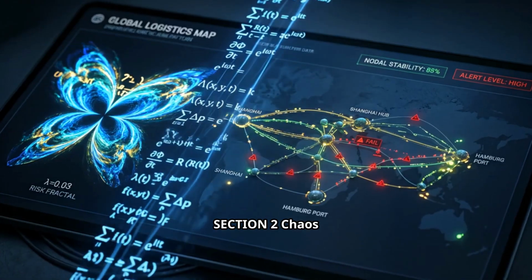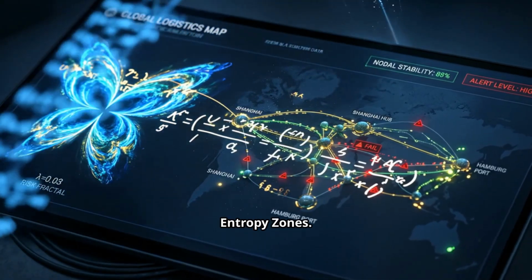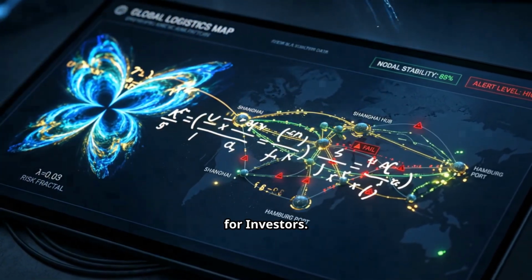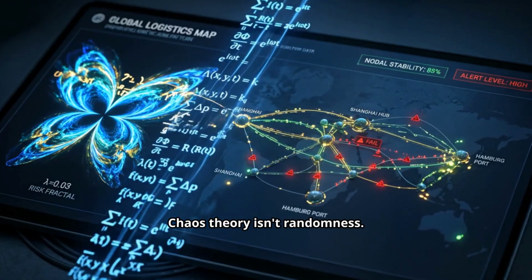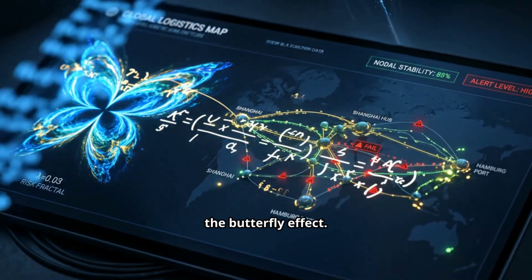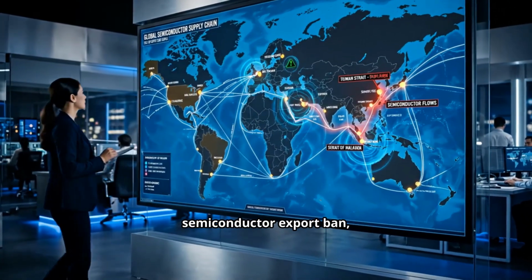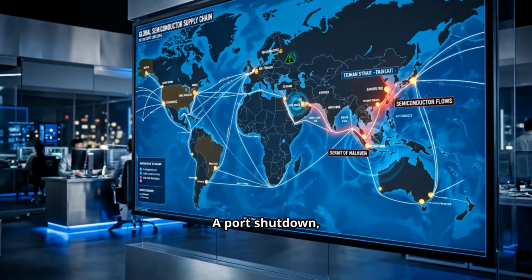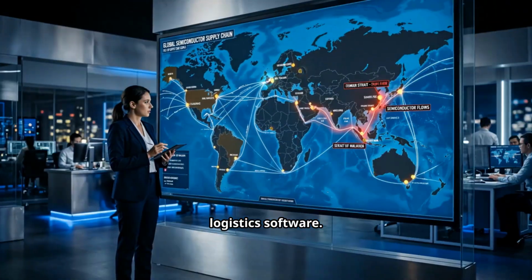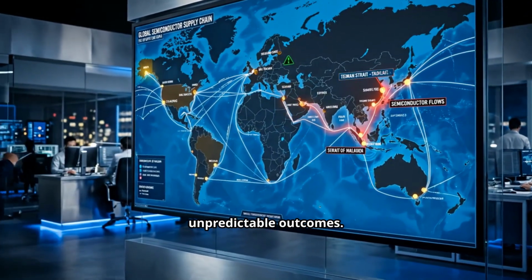Section 2. Chaos theory as a financial tool, identifying high-entropy zones. Chaos theory 101 for investors. Chaos theory isn't randomness, it's sensitivity to initial conditions, the butterfly effect. In supply chains, the butterfly might be a semiconductor export ban, a port shutdown, a cyber attack on logistics software. Small triggers, massive, unpredictable outcomes.